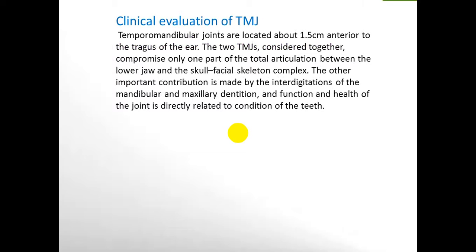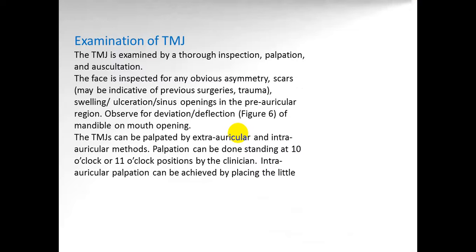The clinical evaluation of the TMJ. The temporomandibular joints are located about 1.5 cm anterior to the tragus of the ear. The two TMJs considered together comprise only one part of the total articulation between the lower jaw and the skull-facial skeleton complex. The examination of the TMJ is done through inspection, palpation, and auscultation.